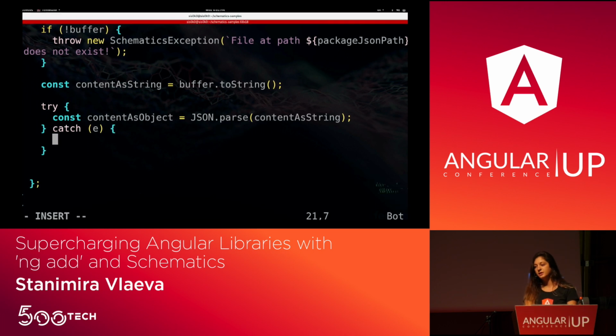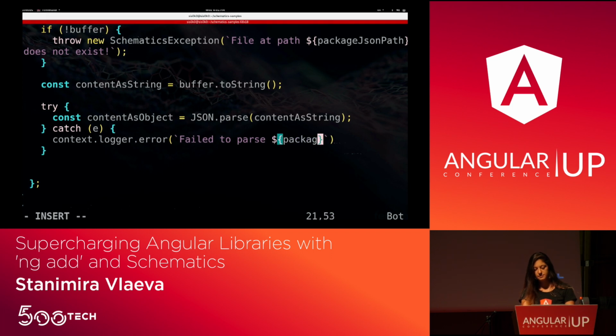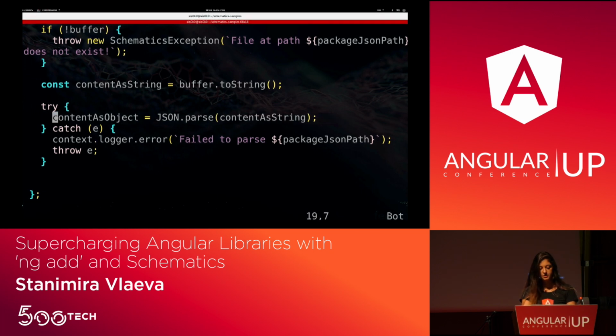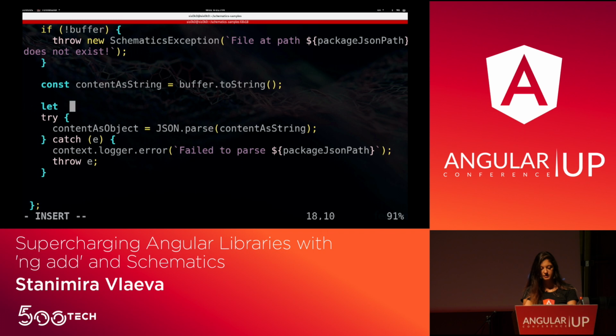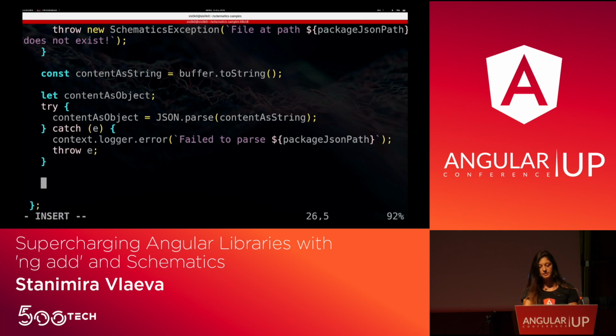So I can log some message by using the logger inside the context. And I can say failed to parse package.json path. And then it's probably a good idea to rethrow the original error as well. And of course, this should be outside because I want to use it after that. So we have content as object. Cool. We already have our package.json as object.